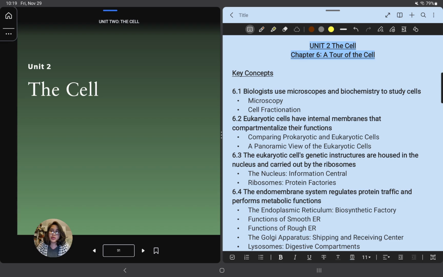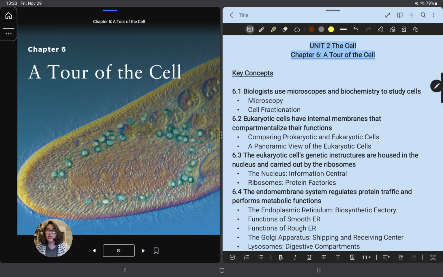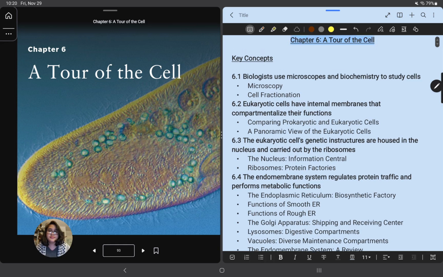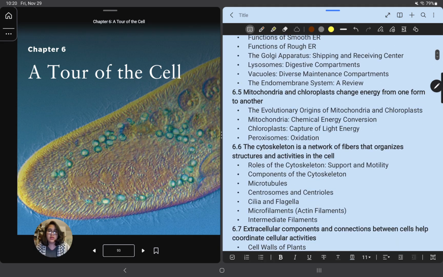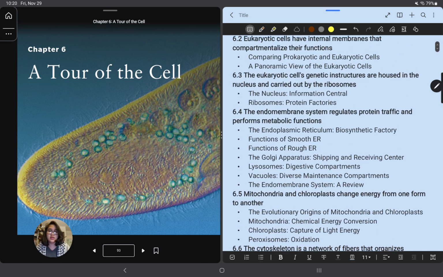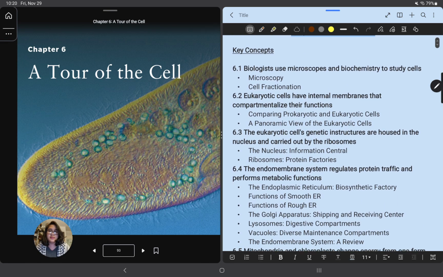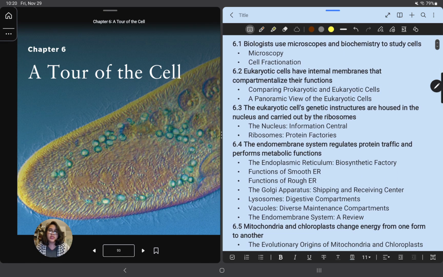This video we'll be starting Unit 2, The Cell. Chapter 6, The Tour of the Cell. And Chapter 6 consists of eight key concepts.